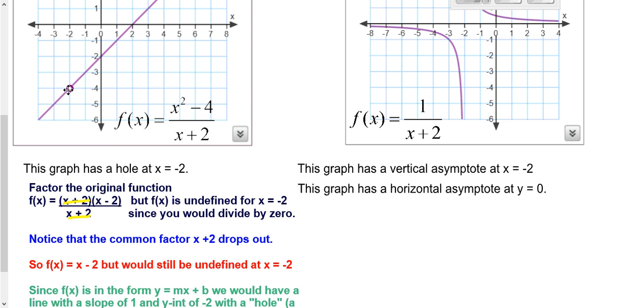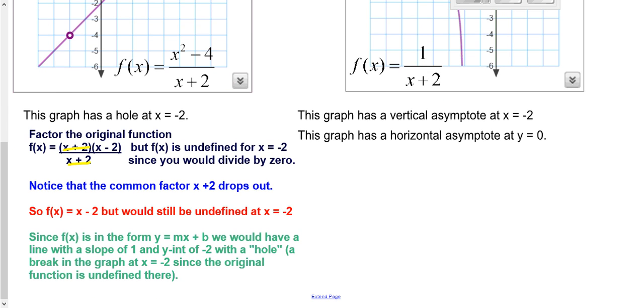By the way, to find out the y-coordinate of this, all you have to do is take that whole number, which is negative 2, plug it into the simplified function. So after you've crossed stuff out, plug it into what's left. What was left was an x minus 2. We plug in that negative 2, we get negative 2 minus 2, so our hole has the coordinates of negative 2, comma, negative 4. And you'll notice that's where it shows up on our graph.